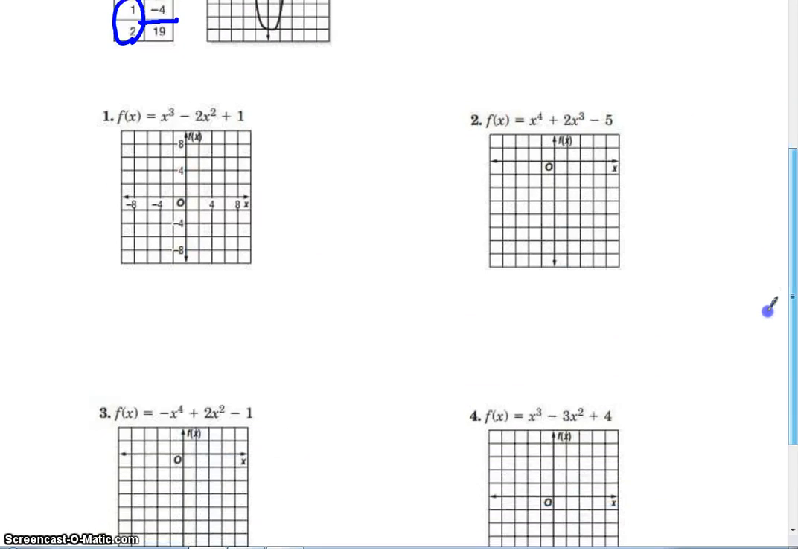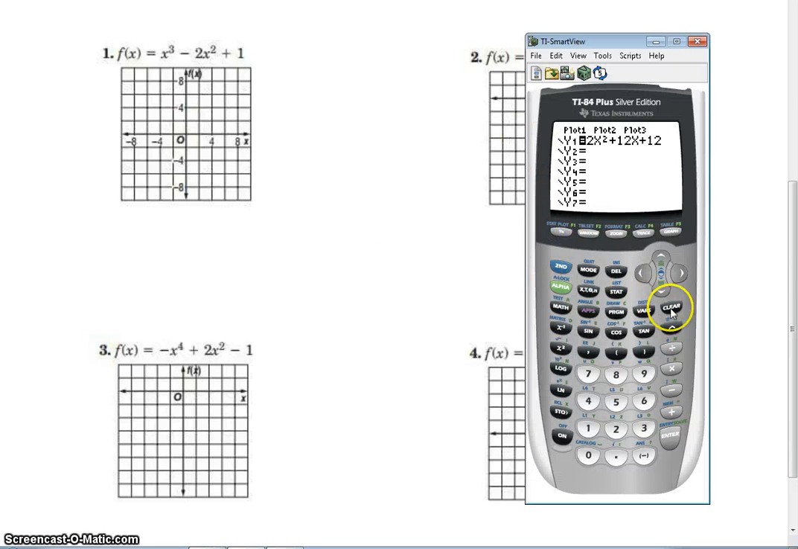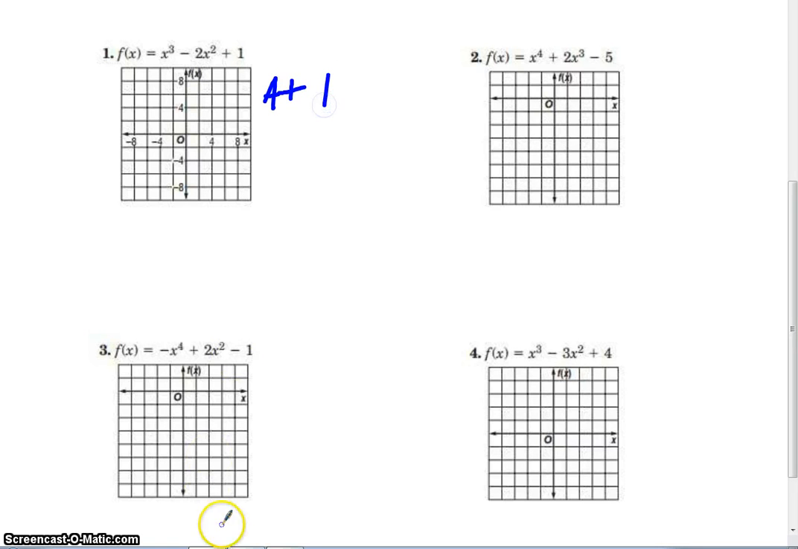So, looking at number 1, the first thing it wants you to do is probably go over here to y equal and clear it out and put your equation in. So we have x to the third minus 2x squared plus 1. Go to your table, and we're looking for any exact zeros or any changes in signs. And I'm already seeing an exact 0, so I know that there is one at 1, because when y is 0, x is 1. So you have one at 1.